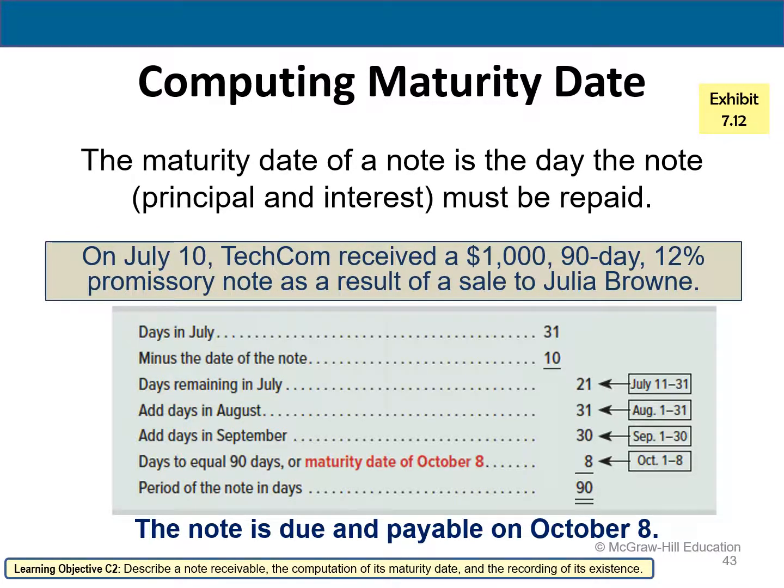So on July 10th, TechCom received a $1,000 90-day note at 12% as a result of a sale to Julia Brown. So there's 31 days in July minus the days of the note. So it was given on the 10th, which means there's 21 remaining days in July. We're going to add August days of 31, add September days of 30. The number of days we need to get to 90 is 8, right? So 8 days into October would mean the maturity date is October 8th.